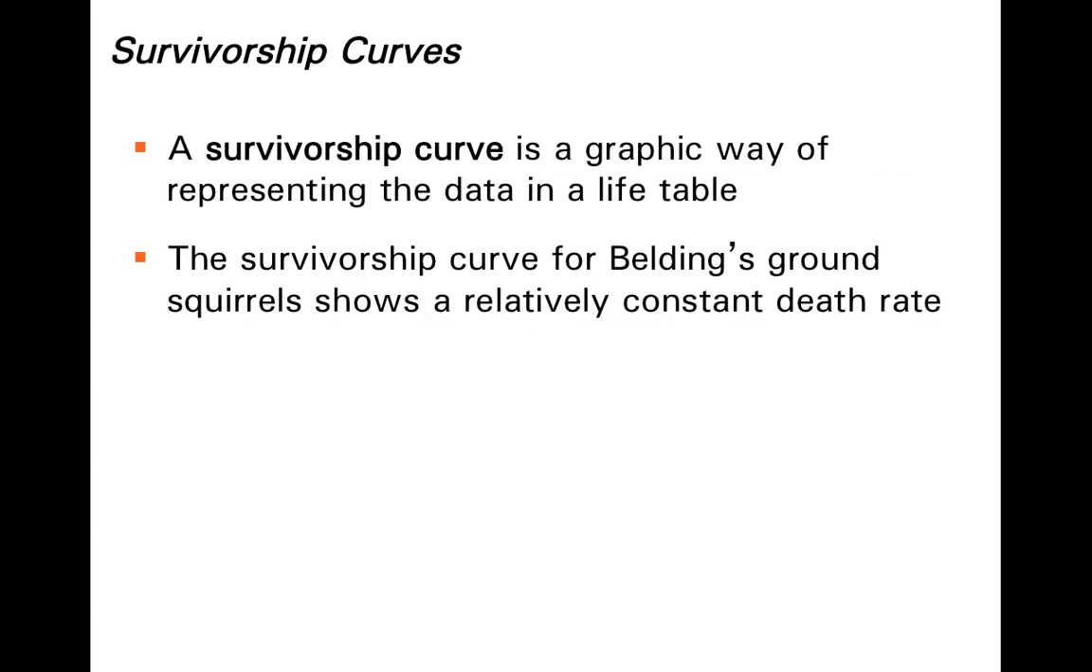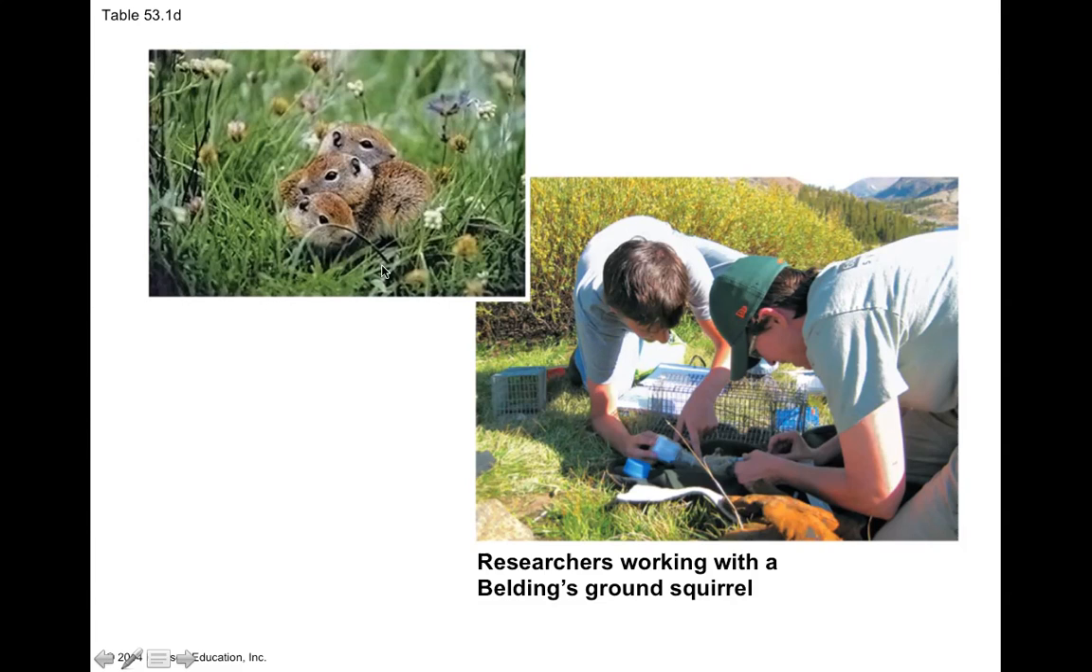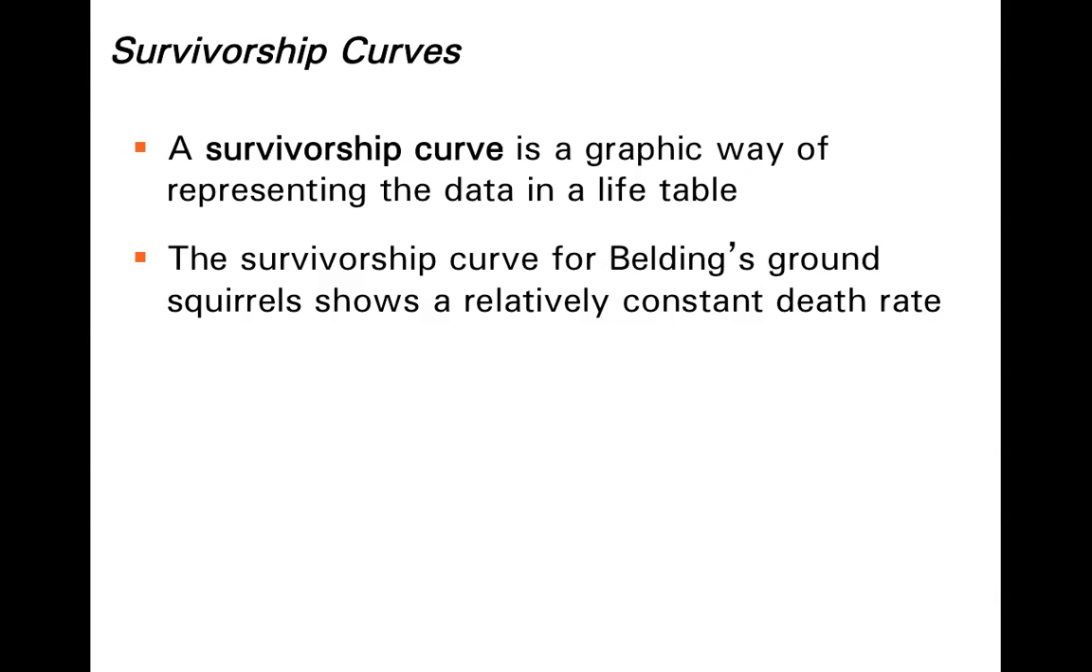a graph called a survivorship curve. So here's some of our Belding's ground squirrels, and here are some researchers collecting them in a live trap and collecting data on them, like how old they are, maybe banding them so they can identify individuals from one year to the next, probably taking a number of other data on them, their mass, things like that. But we can use that life table and create a survivorship curve and see how the population is distributed in age.